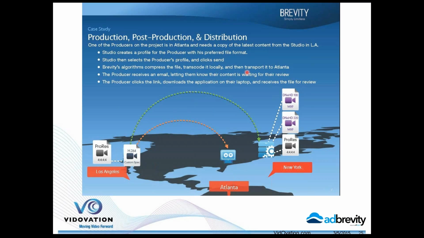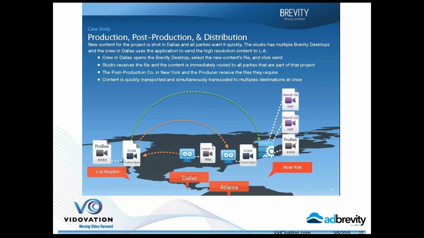Then someone in Atlanta wants to see the file. The producer is maybe scouting out, doing location scouting, and he wants to see a copy of the file. So he fires up his notebook computer, and he can get an H.264, just a lower bit rate, smaller file that he can play on his notebook, so he can see what's going on, see the dailies of what's being pushed from LA.